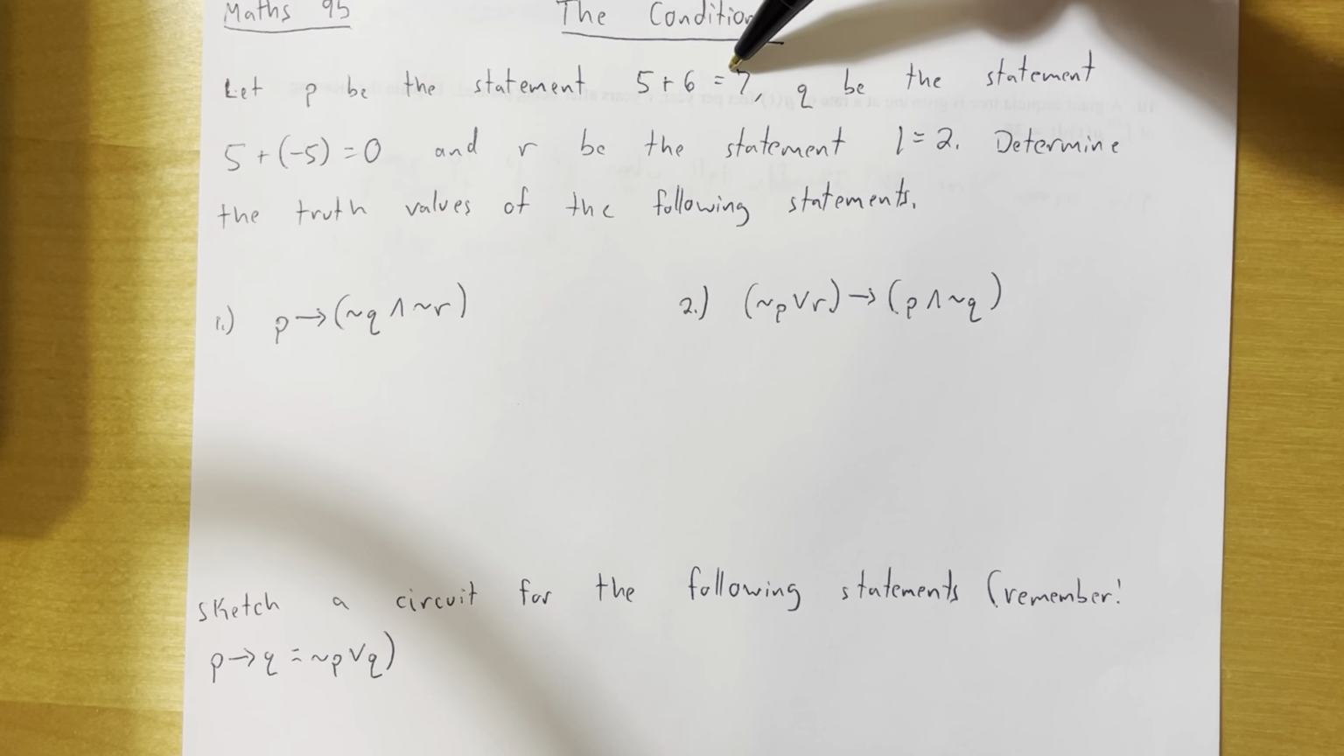So P, 5 plus 6 equals 7, is obviously false because 5 plus 6 is not 7. Q is true because any number plus its opposite is always equal to 0. 5 plus negative 5 must be 0. R is also clearly false. We know that 1 is not equal to 2. So what we have here are two false statements and one true statement. As we saw in the parent class, when we look at a compound statement involving statements like P, Q, and R, where we know their truth values, we can use that knowledge to determine the truth value of this more complicated compound statement here.